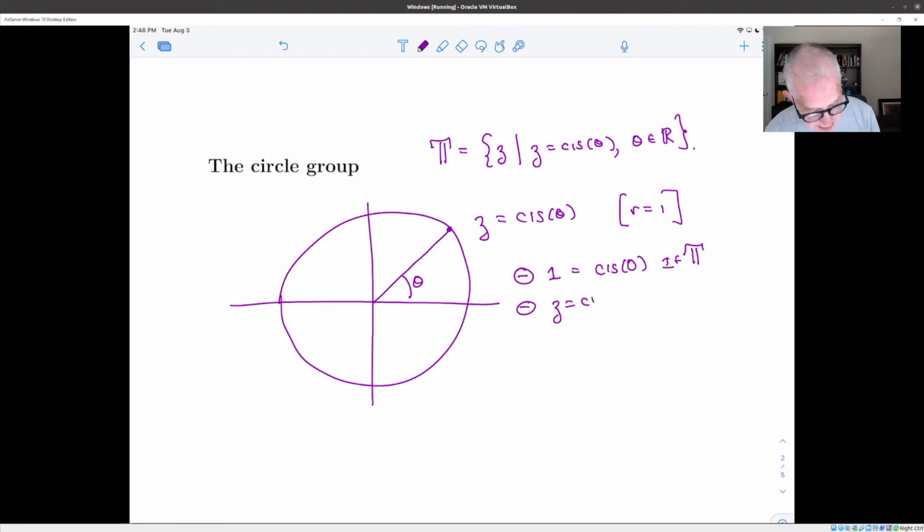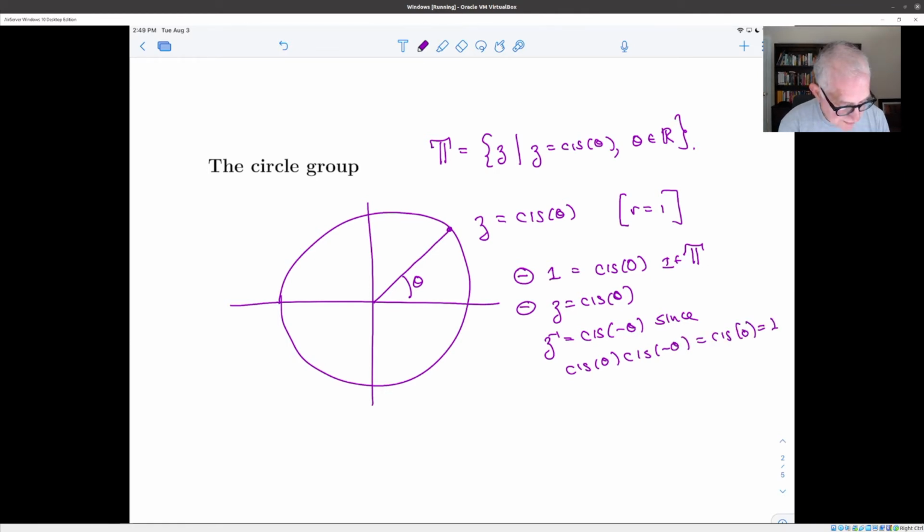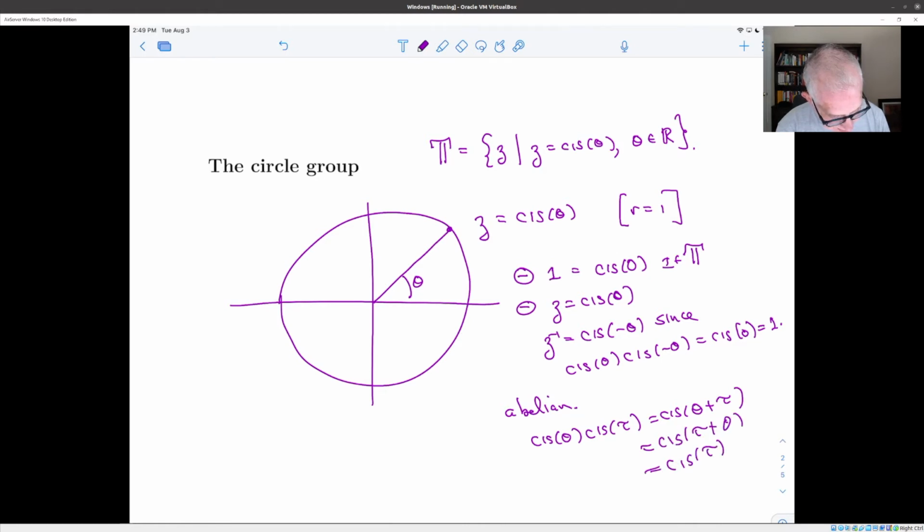And then we need to check on inverses, and for that we can use the fact that if z is cis of theta, then z inverse is cis of minus theta, since cis of theta times cis of minus theta is cis of theta plus minus theta, which is cis of 0, which is 1. And of course, this group is also abelian because cis of theta times cis of tau is cis of theta plus tau, which is the same as cis of tau plus theta, which is the same as cis of tau times cis of theta.